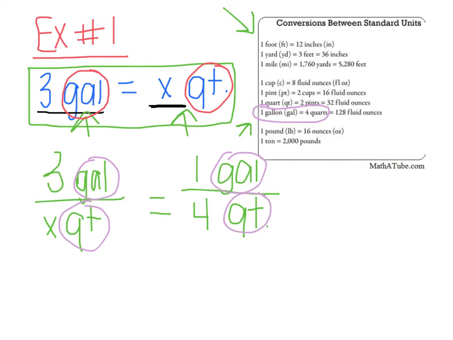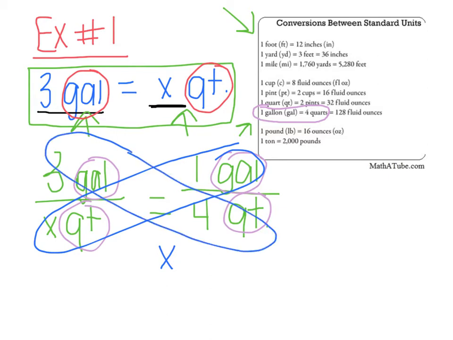And now I cross multiply to solve. So 1 times X just becomes 1X, or since 1 really has no value, we can just say X. And 3 times 4 is 12. So X equals 12, and we can go back up in our original problem and plug in that answer. So 3 gallons equals 12 quarts.